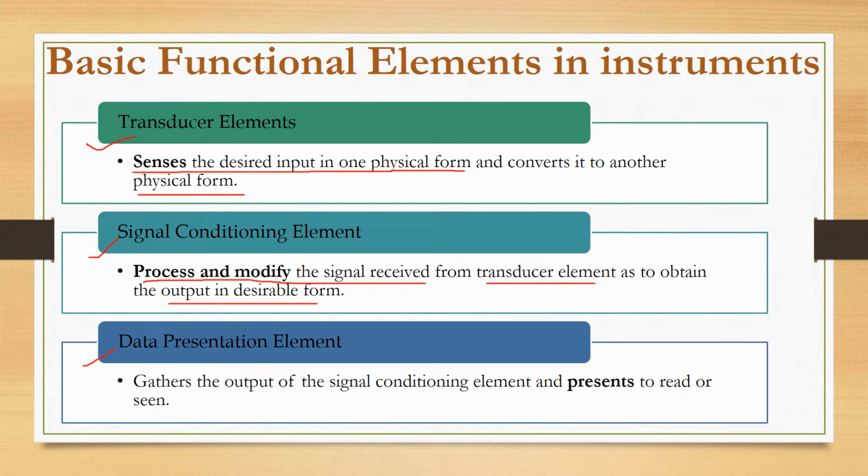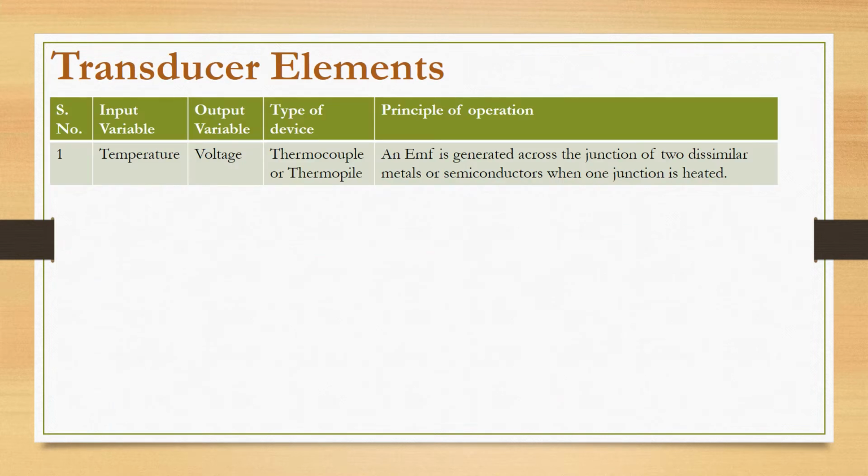Now let us discuss the transducer elements. So there are different types of transducer elements that you can see in different instruments. So we will be discussing them one by one. So the first transducer element is a thermocouple or thermopile.